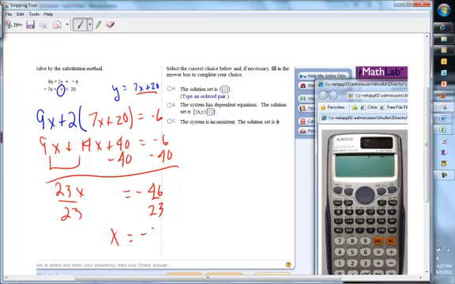X is negative 2. Now we substitute in, so 7 times negative 2 plus 20. 7 times negative 2 is negative 14, plus 20 is positive 6. So y is 6. How do you do it on your calculator?